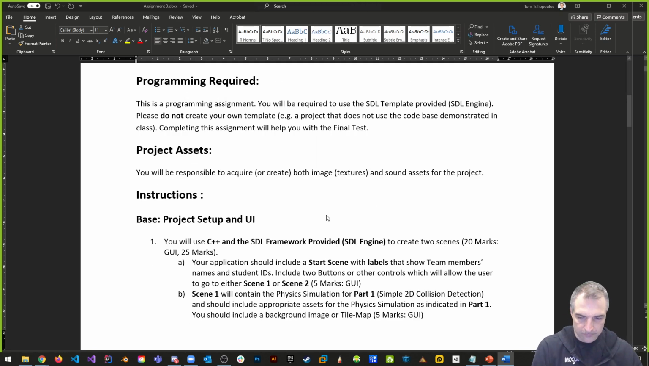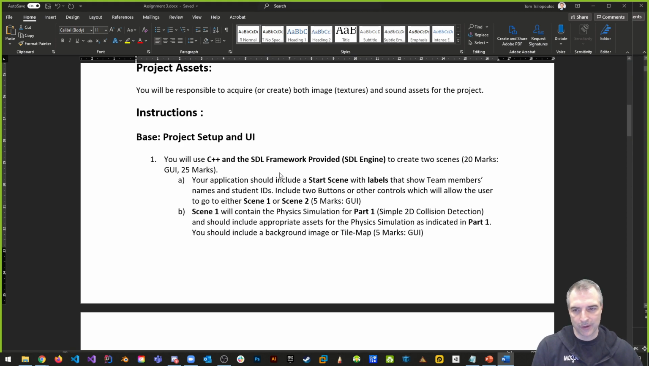All right, so let's talk about the base of the project. All projects will have this base. You will use C++ and the SDL framework provided. This is SDL engine up on GitHub that I've given you to create 2 scenes. Okay, so 2 scenes this time. The first scene that you're going to make is 2 scenes in addition to the starter scene is what I'm looking at. So this is really 3 scenes: 2 scenes and the starter scene. The starter scene is going to basically have labels, a dashboard, if you will.